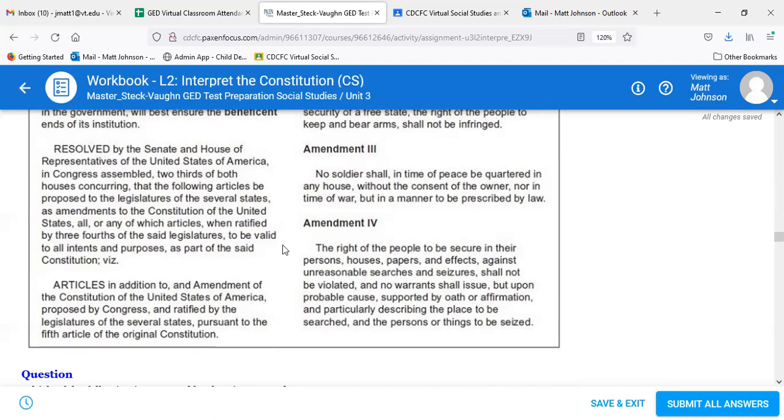And then Amendment 4, the right of the people to be secure in their persons, houses, papers, and effects against unreasonable searches and seizures shall not be violated, and no warrants shall issue but upon probable cause, supported by oath or affirmation, and particularly describing the place to be searched and the persons or things to be seized. So I'm sure we've all seen a television show where the police come to somebody's door and they're like, "You got a warrant?" That's all part of our rights, that is taking primacy in the federal law.